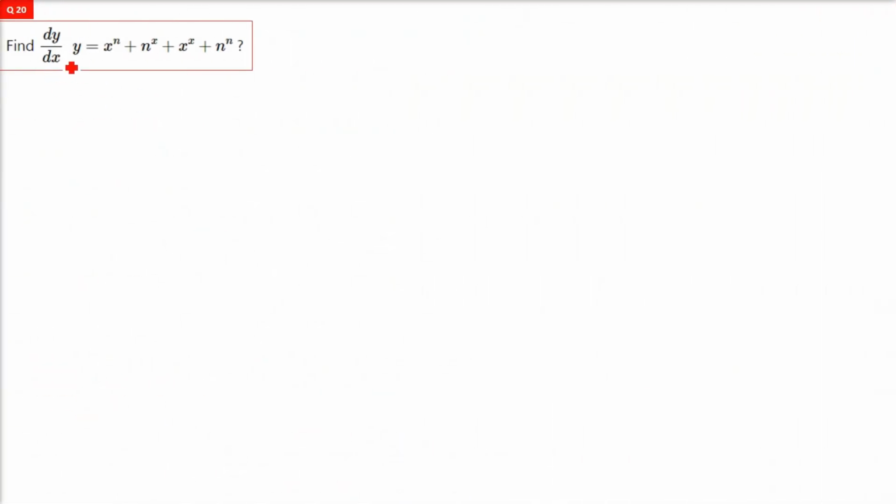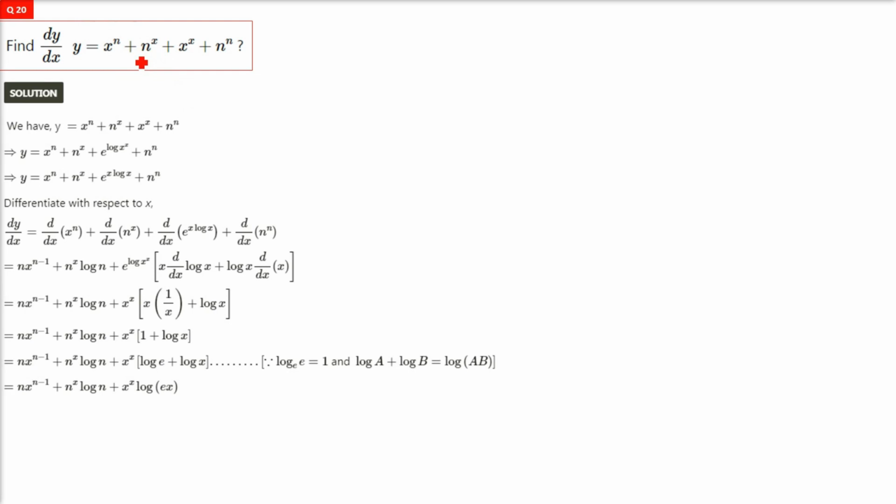So we have to find out the differentiation dy by dx of this y term, and these are different terms, 4 terms in all. So we'll do them separately. That is, x to the power n is simply n x to the power n minus 1, which is a standard result. The first one. Then we have n to the power x. It is of the type a to the power x. So a to the power x differentiation is a to the power x log a. Just replace a by n. So n to the power x log n it is.